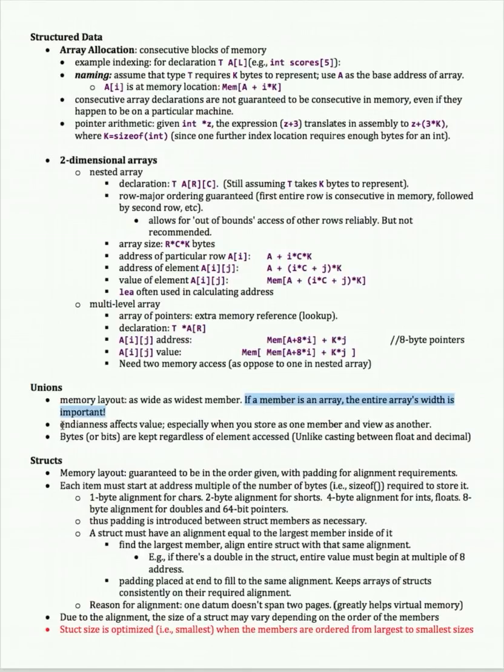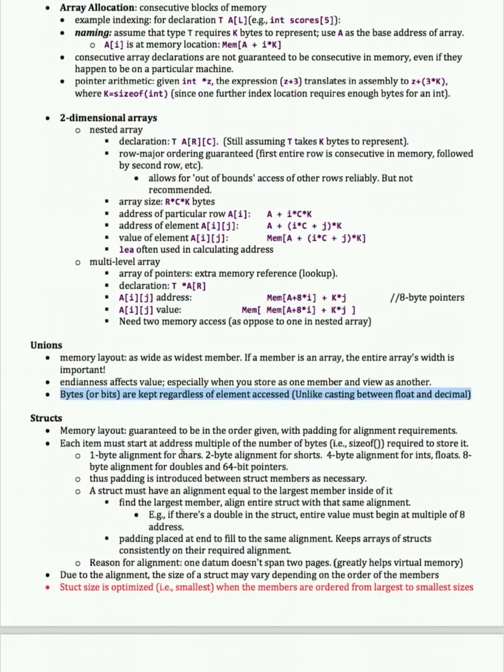Since the members share the physical memory space, endianness affects the value, especially when you store as one member and view as another, right? We've learned about this in class. And because of the same reason, where they share the physical memory, bytes are kept regardless of the element access, as opposed to a cast in C. Right? Okay.